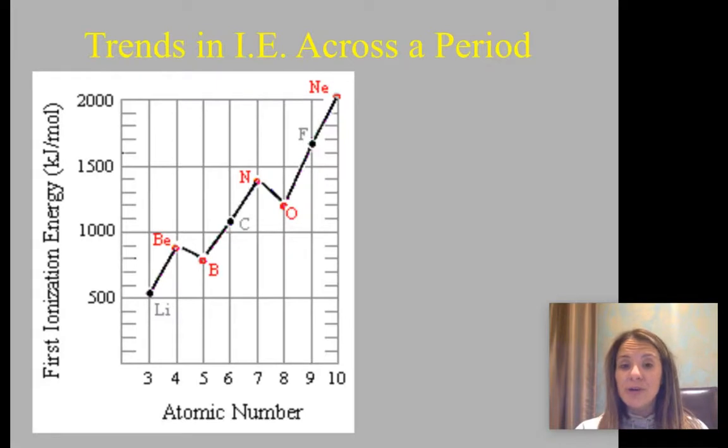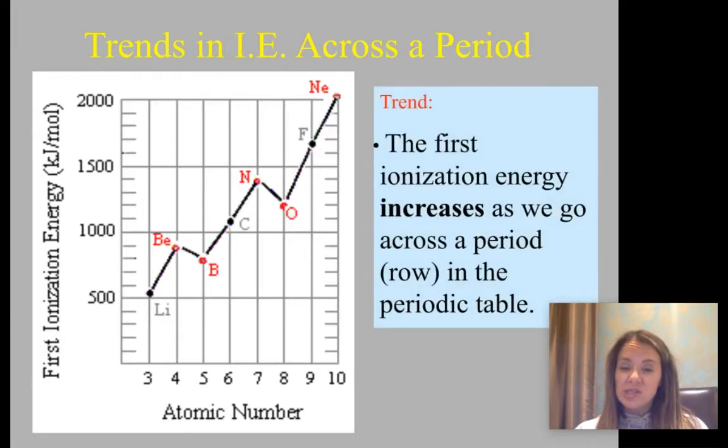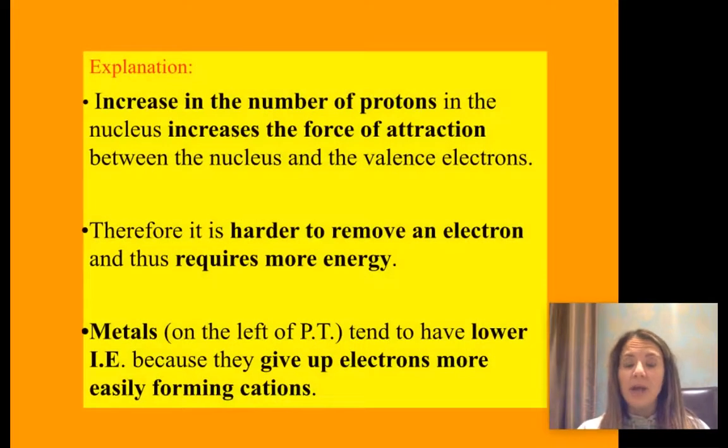Trends across a period. Well, we just talked about as we move from left to right, it would appear as if we have an upward trend happening, even though we've got some little anomalies there. It tends to increase as we go left to right. Now let's take a look at why.